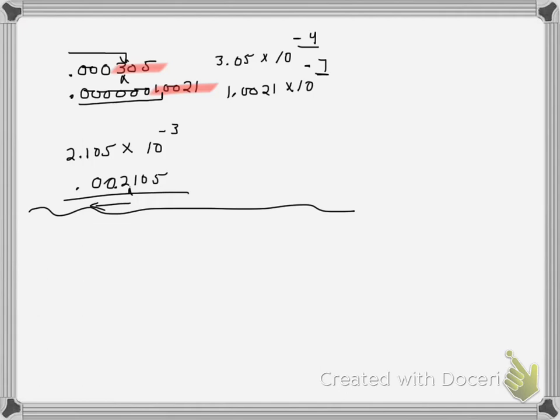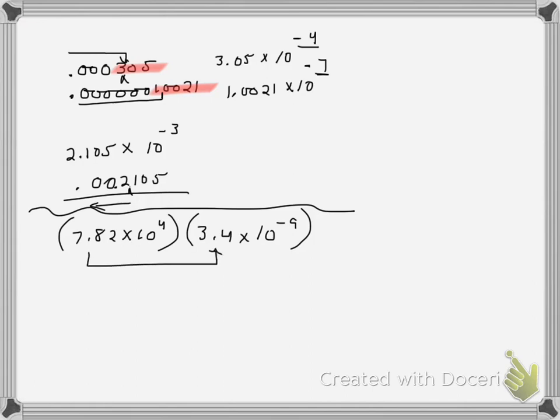Now, the heart of the matter is going to be, how do I then do mathematics? Okay, so he gives you several more examples, but then what do I do if I want to take 7.82 times 10 to the 4th, times 3.4 times 10 to the negative 9th? Well, this is actually very easy. I'm going to multiply these two, and you can use the calculator to do that, and then I'm going to multiply these two. And you know the rule for that, we add exponents.